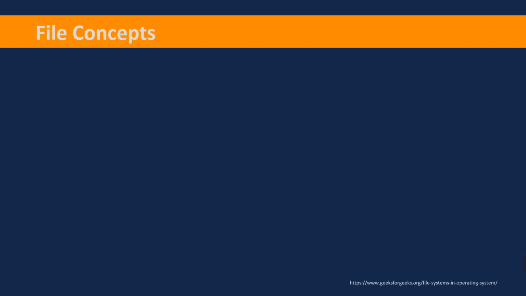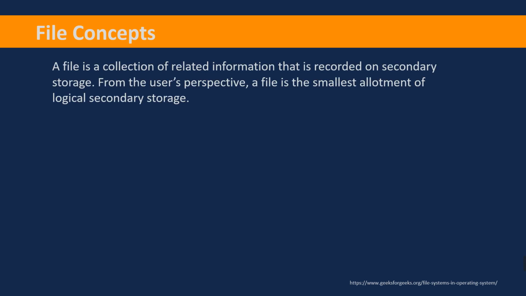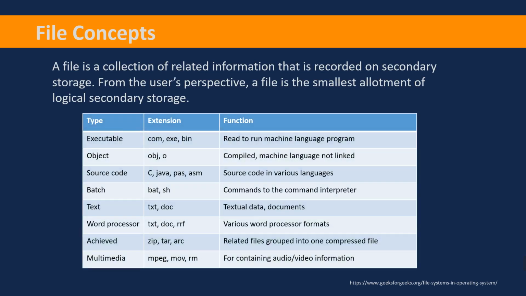File concepts. A file is a collection of related information that is recorded on secondary storage. From the user's perspective, a file is the smallest allotment of logical secondary storage. So when you have something that you store in the secondary storage, you call it a file. So here are some file types.